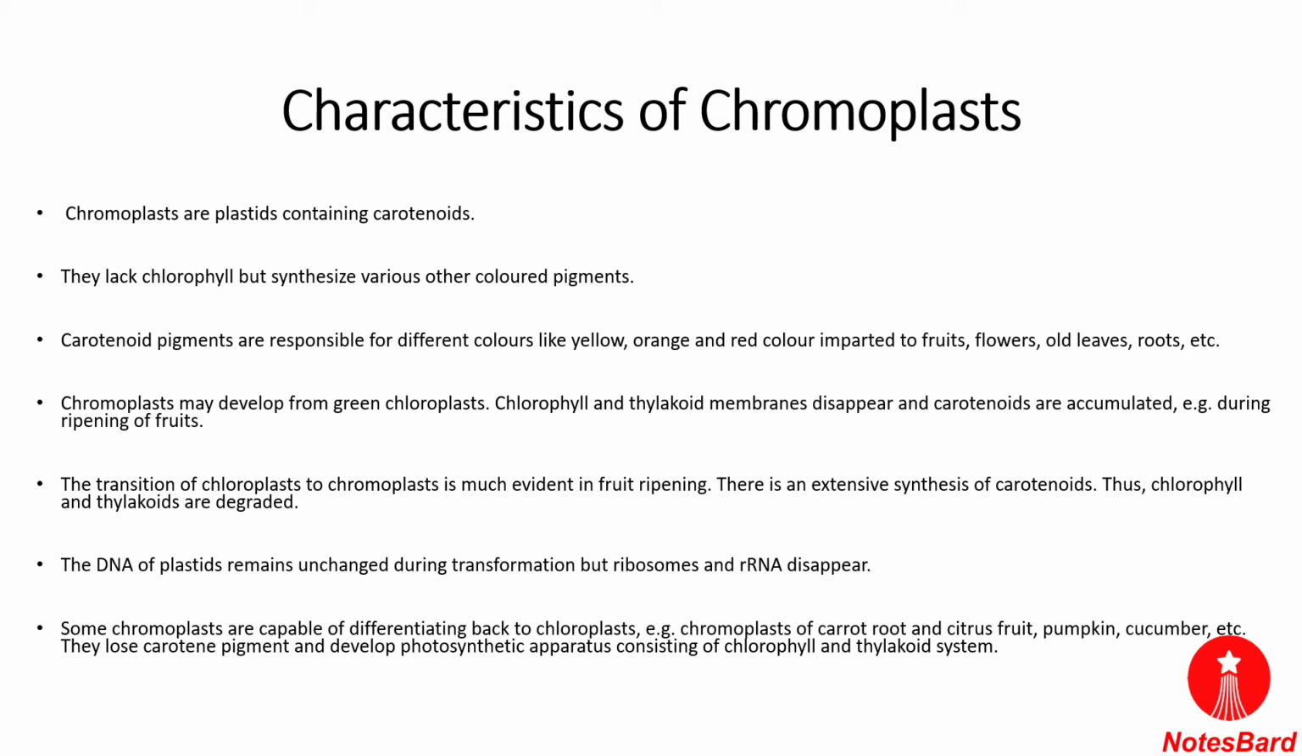This is what is happening in the case of these types of roots or fruits that are given here. This redifferentiation to chloroplast is promoted by gibberellins and nitrates. Now, chromoplast development is irreversible in plants like pepper and tomato. So the chromoplast development is irreversible in these kinds of plants.